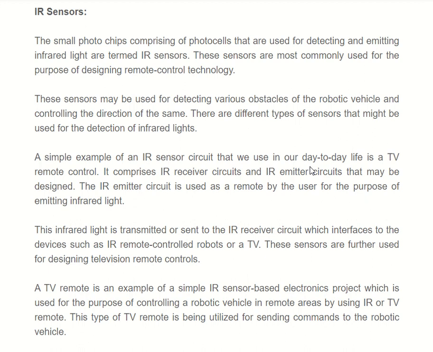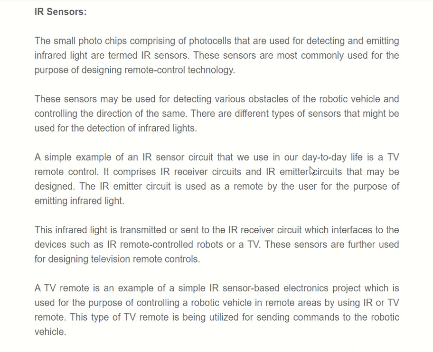So what does it have? It has an IR receiver circuit and an IR emitter circuit, which is designed by the engineers. And then the IR emitter circuit is used as a remote by the user for the purpose of emitting infrared light. Now this infrared light that is emitted by the user is then transmitted or sent to the IR receiver circuit, which is interfaced to the device, like an IR remote controller, remote controlled robot, or in this case the set-top box of your dish or a television itself. And then these sensors are further used for designing the TV remote controls.